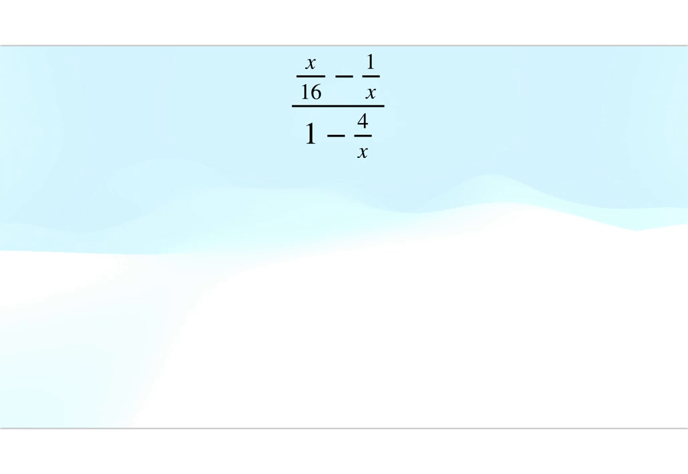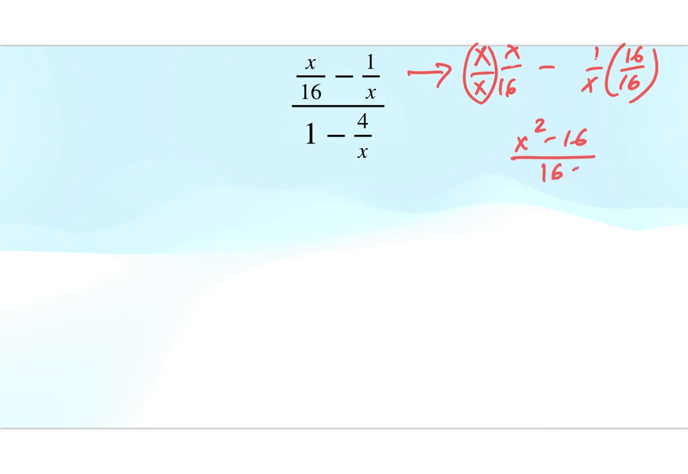Ooh, more massive fractions within fractions. I'm going to do this one over here first. x over 16, it's not 1, it's x over 16, minus 1 over x. My common denominator will be 16x. So this needs to be multiplied by 16 over 16. This one needs to be multiplied by x over x, which will leave me in the numerator with x squared minus 16 over 16x.